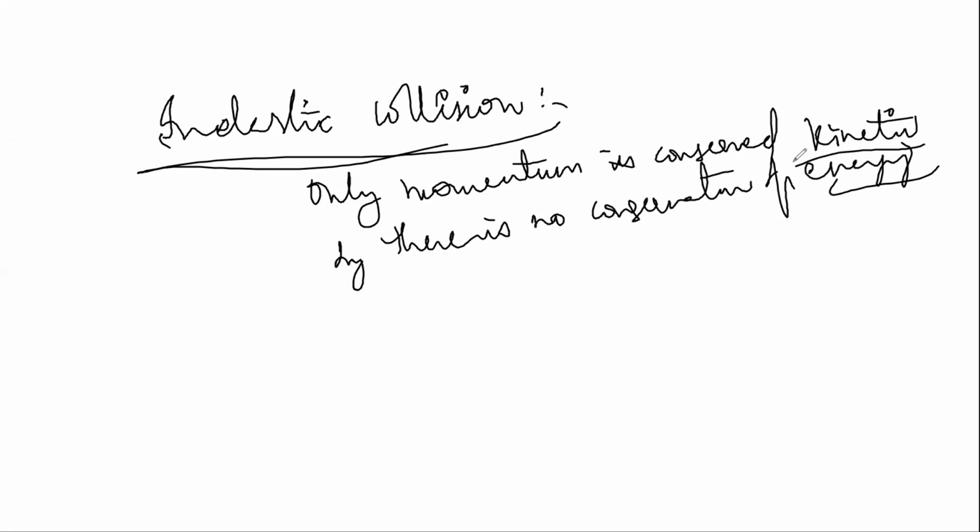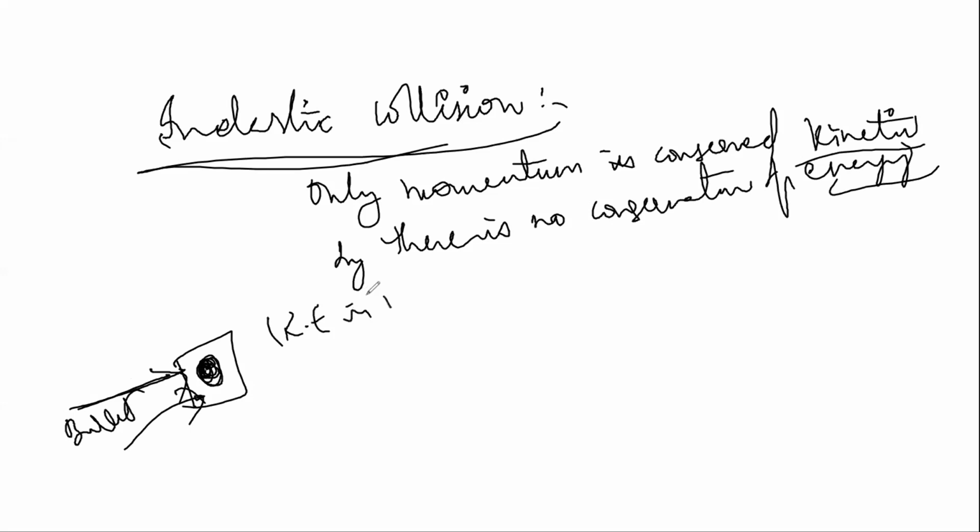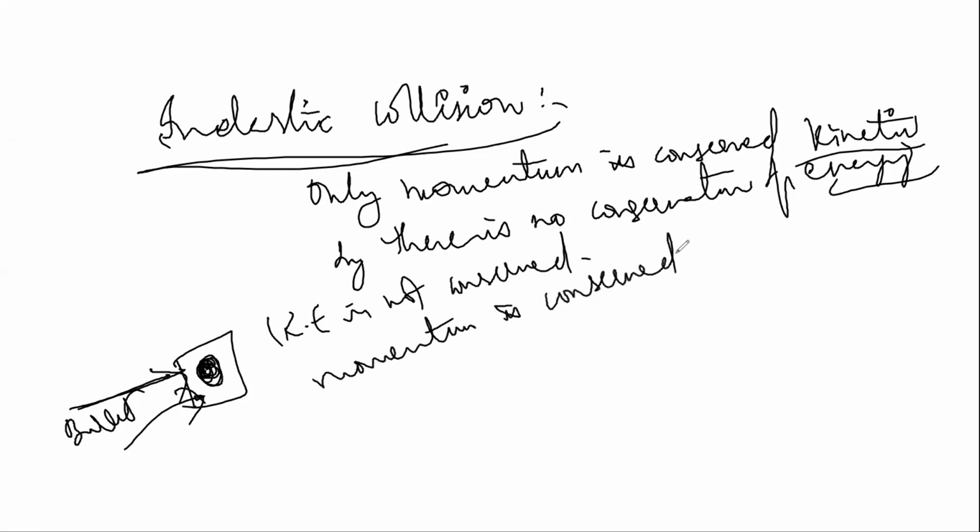See, a perfect example you have learned in your intermediate is when a bullet is targeted to a wooden block, then the bullet gets embedded into it. The bullet remains inside this wooden block. So this can be treated as an inelastic collision because here the kinetic energy is not conserved, but only momentum is conserved.